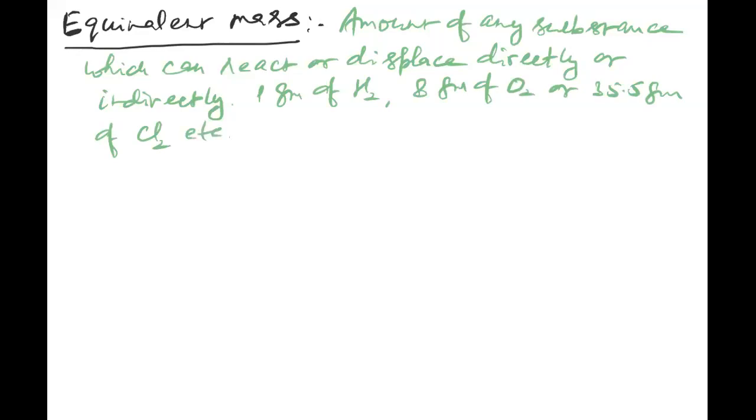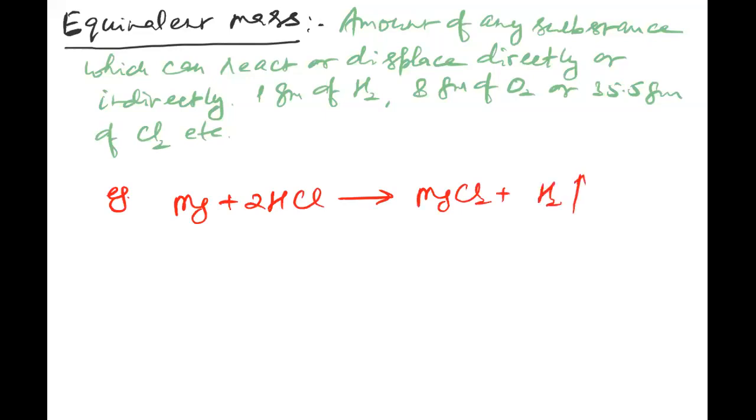We'll see the meaning of etc. and we'll see the meaning of directly, indirectly. For example, magnesium when reacting with 2HCl will convert into magnesium chloride and hydrogen gas in a displacement reaction.